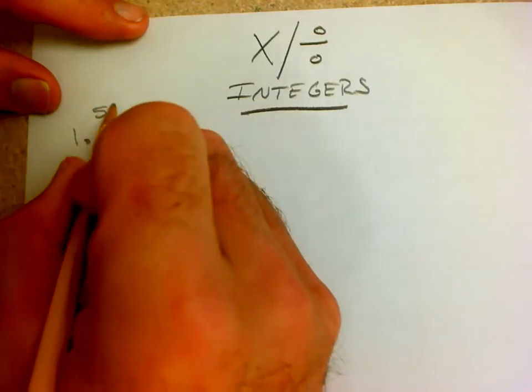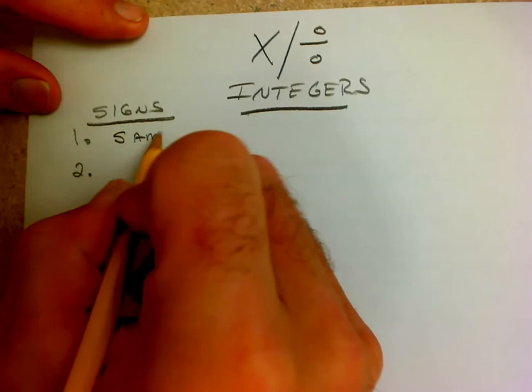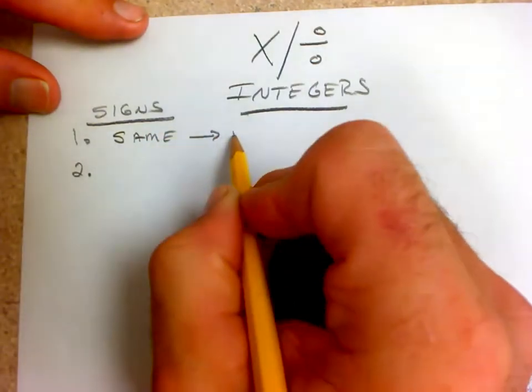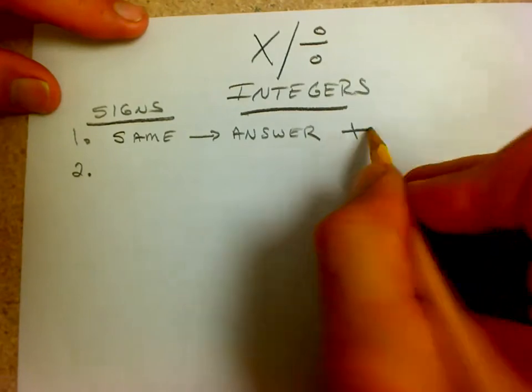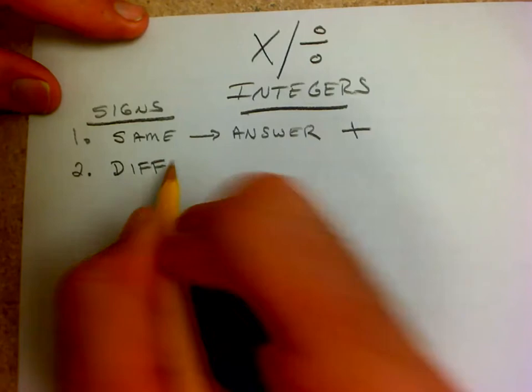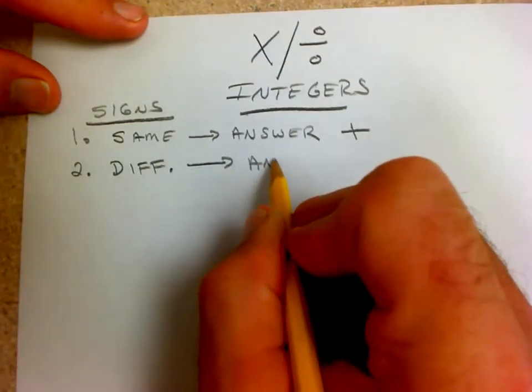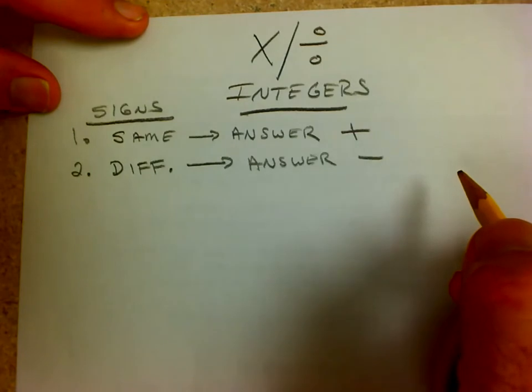What we decided today in class was just a simple variation. If our signs are the same, then that tells us our answer is going to be positive. If our signs are different, then that tells us that our answer is going to be negative. Those are the two rules that we came up with today.